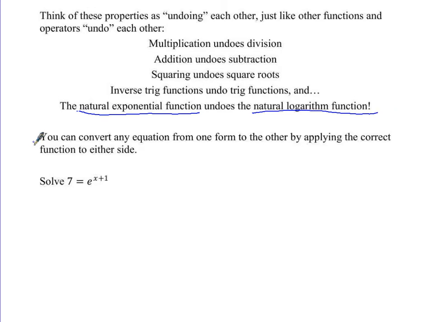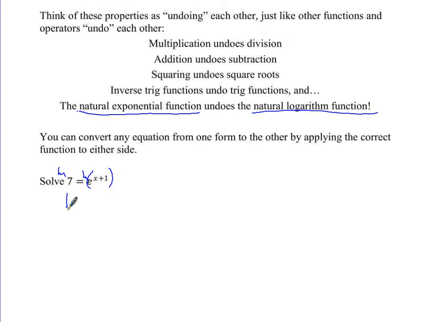You can convert any equation from one form to the other, so from exponential form to logarithmic form, by applying the correct function to either side. So for example, solve this equation right here. In order to solve this equation, I've got to somehow get that x out of the exponent. In order to do that, I can undo e by applying the natural log to both sides.